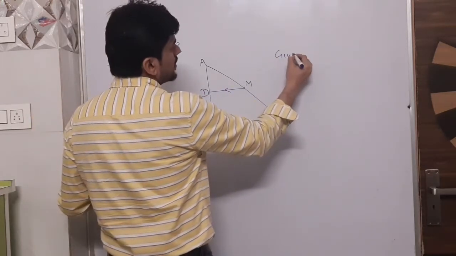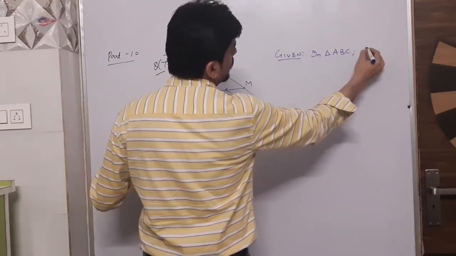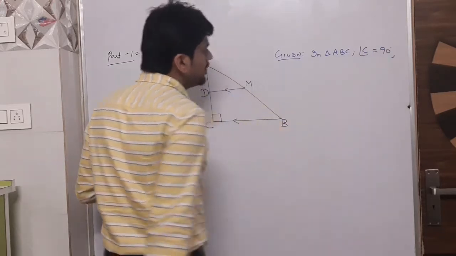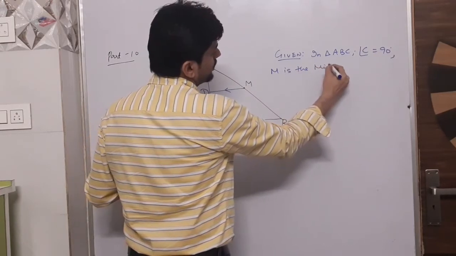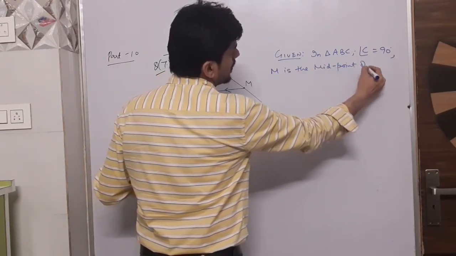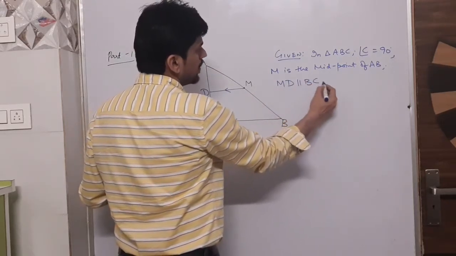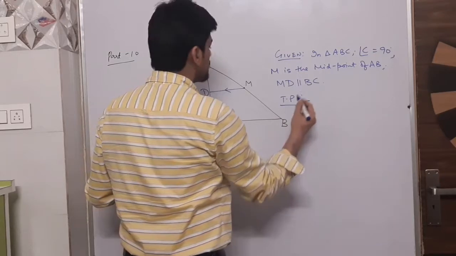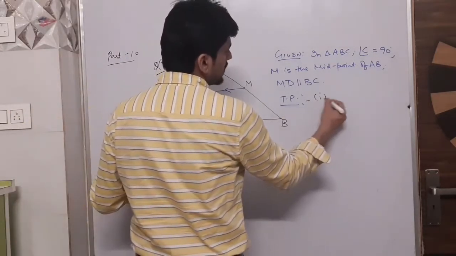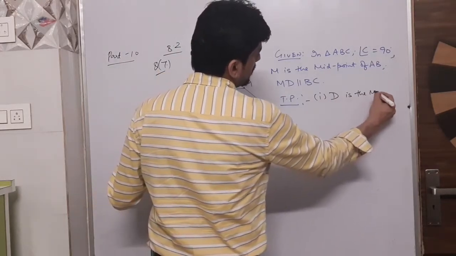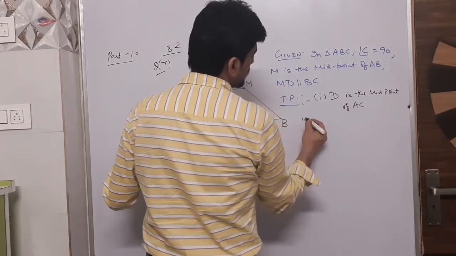तो लिख लेते हैं कि हमें given information क्या क्या है in triangle ABC. First of all, we are given angle C is 90 degrees. Second, we are given that M is the midpoint of hypotenuse AB, and we are given that MD is parallel to BC. So on the basis of this information, we have to prove that D is the midpoint of AC. This we have to prove.